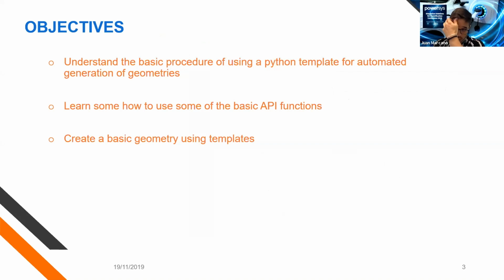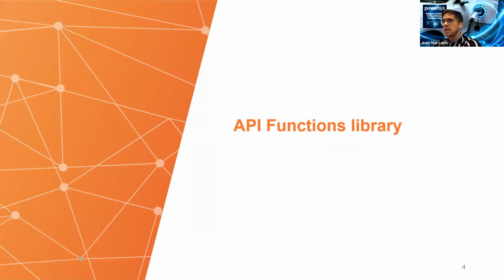So the objectives of this presentation are basically to understand the basic procedure of using a Python template for automated generation of geometries. Also to learn some of the basic API functions that are used to create these geometries, and ultimately to create a basic geometry using the templates.